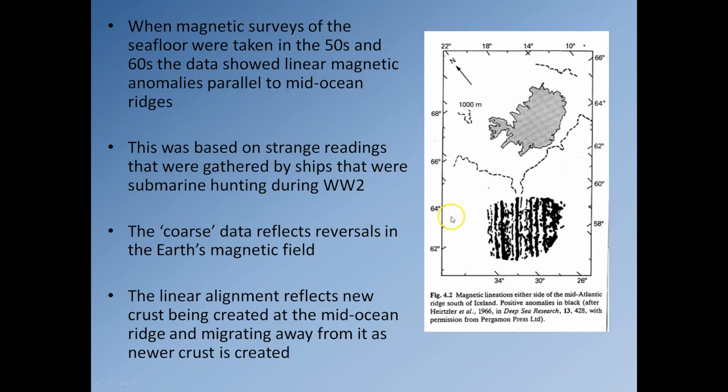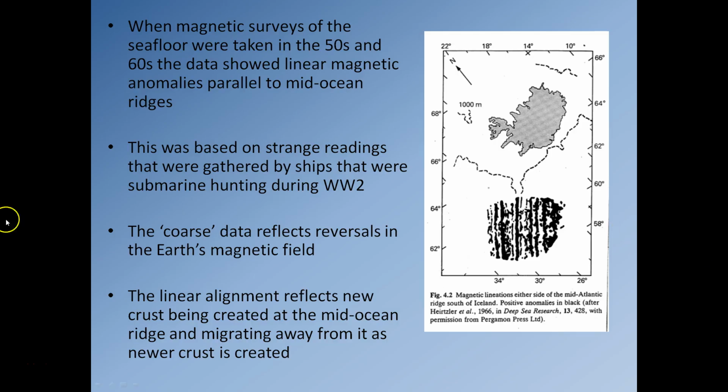So this essentially is the data, or very similar to the data, that Drummond and Matthews found when they were working for the Royal Navy. If you look here, you can see the seafloor of the Atlantic has these stripes. It looks a bit like a barcode, doesn't it? These stripes are due to the remnant magnetic field being either positive or negative. Now, this data obviously didn't become available until after the Second World War.